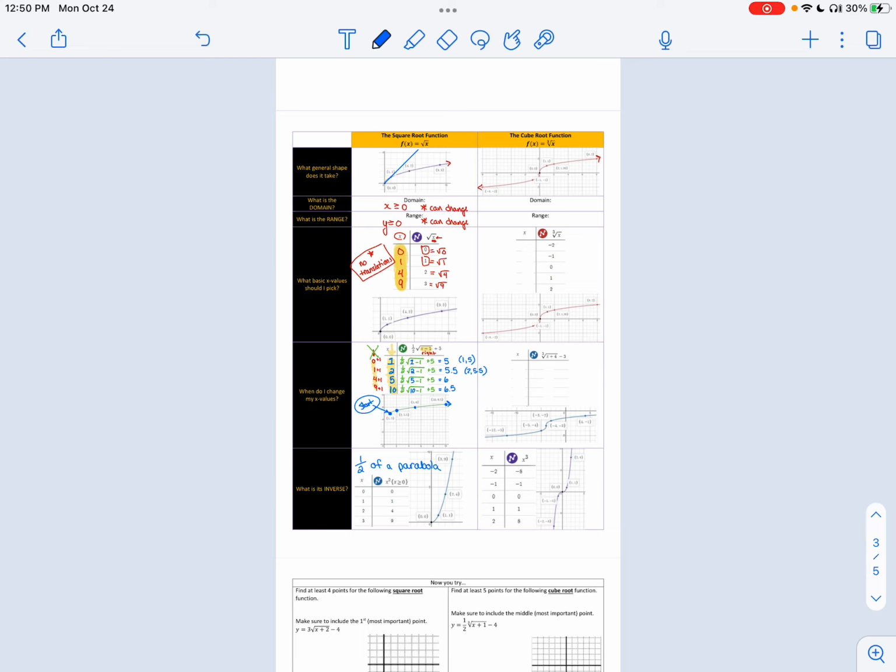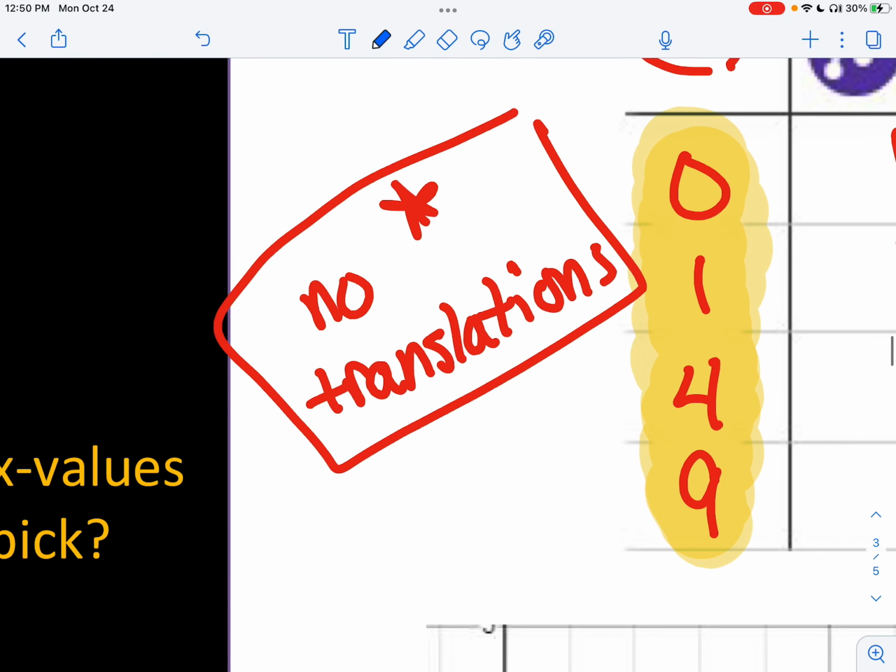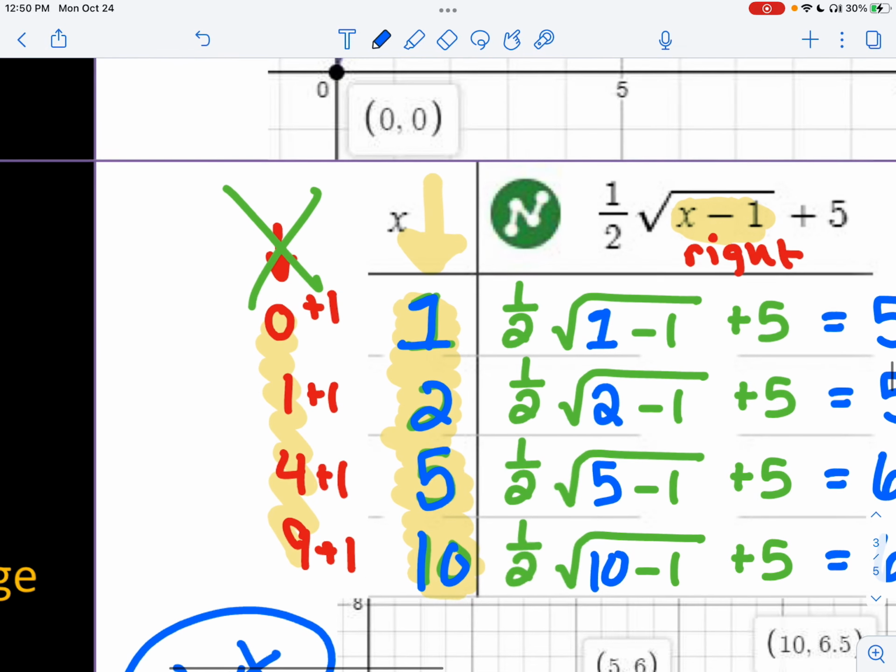Okay, I feel like I've done a decent job explaining square root functions, knowing that these are your basic X's to pick, and knowing that sometimes they might move right or left. So I gave you an example of one that moves right. So when you move it right, you add 1. If you were going to move left, please make sure you subtract 1. And then you just do your basic math plug in and evaluate.